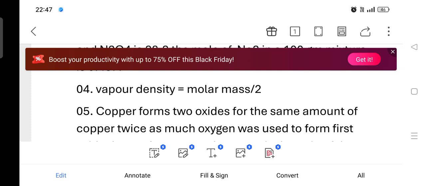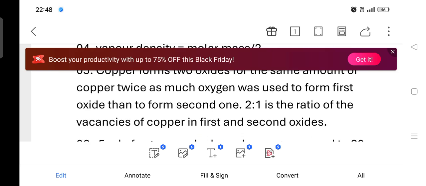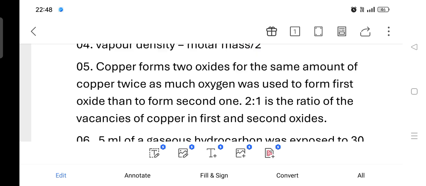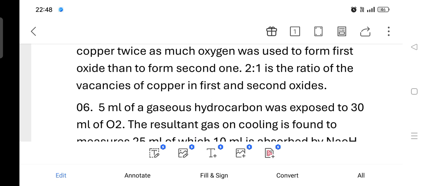Copper forms 2 oxides. For the same amount of copper, twice as much oxygen was used to form the first oxide than to form the second one. 2:1 is the ratio of the valencies of copper in the first and second oxides.